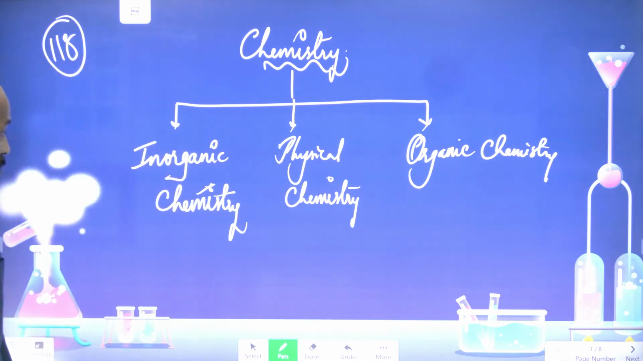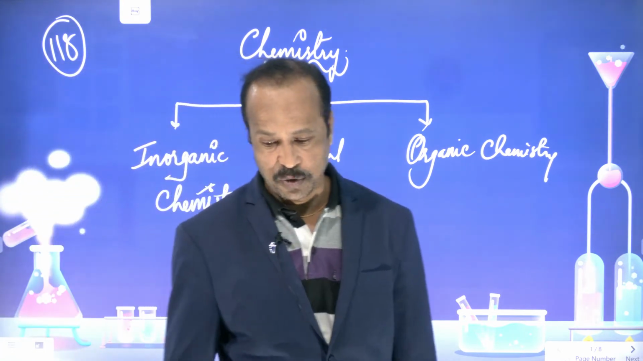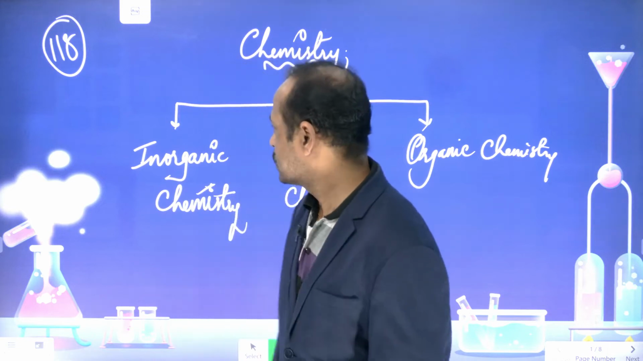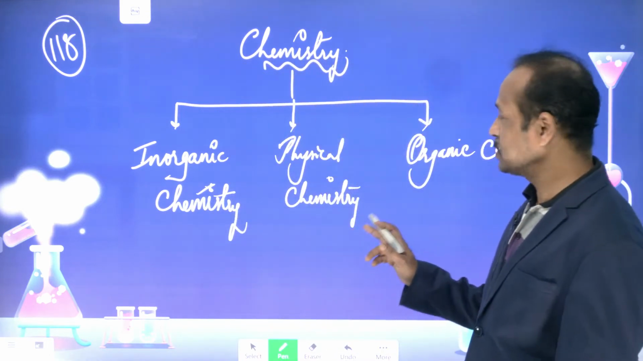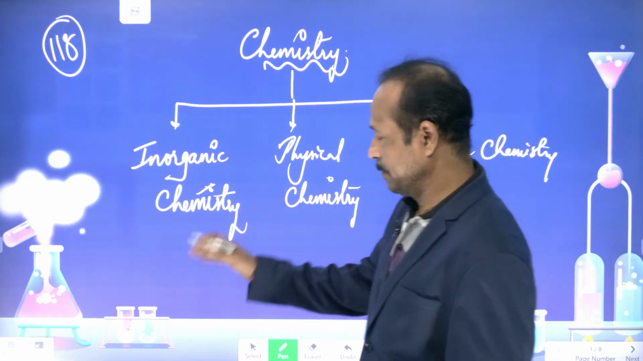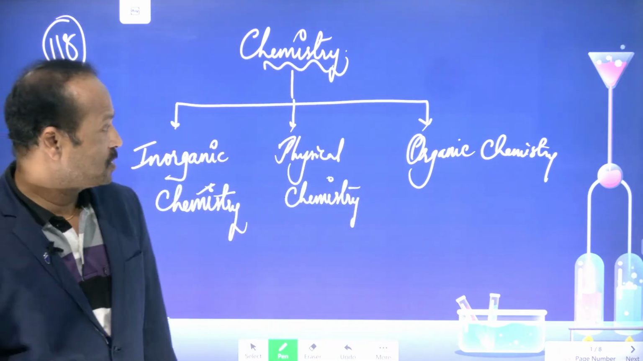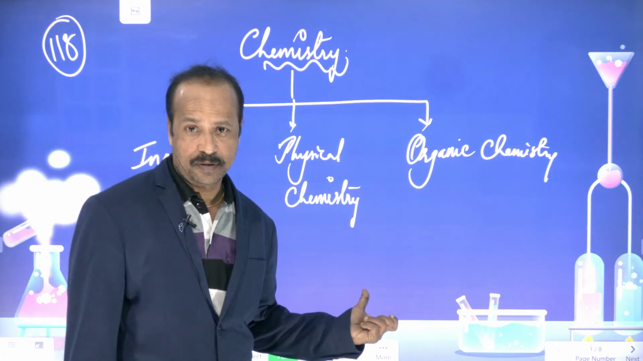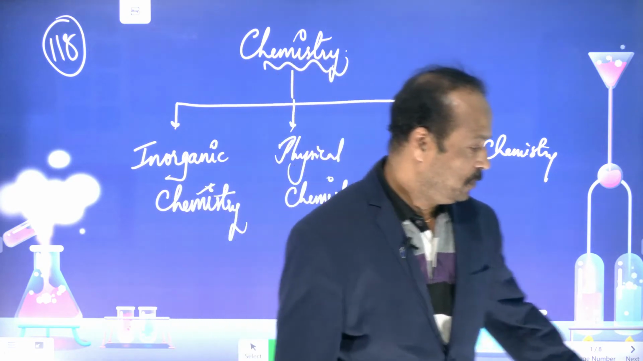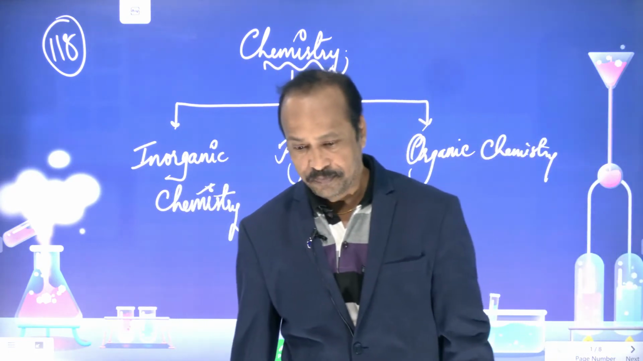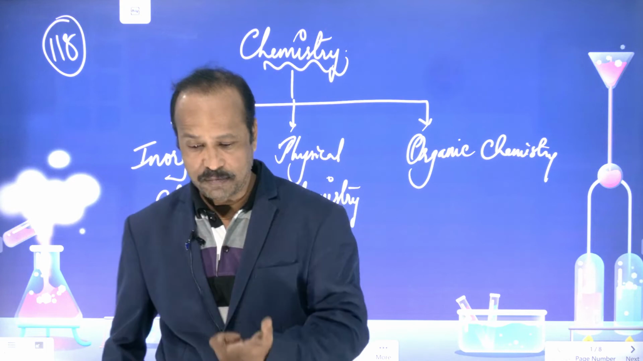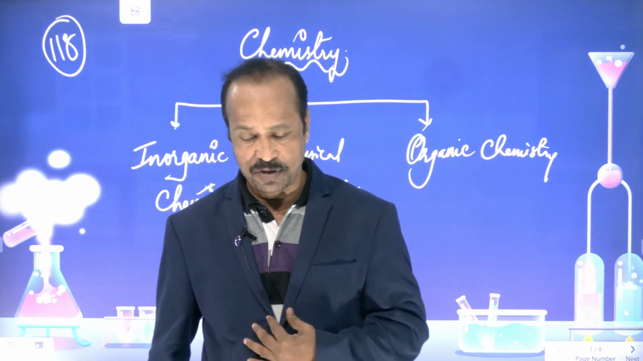So, students, we are going to study three types of chemistry. This total is chemistry only, but for our convenience it is divided into three parts: inorganic chemistry, physical chemistry, and organic chemistry. What are these three actually? I will explain briefly. Initially, there were only two types of chemistry: organic chemistry and inorganic chemistry. Again, inorganic was classified into one more branch for our convenience, called physical chemistry.